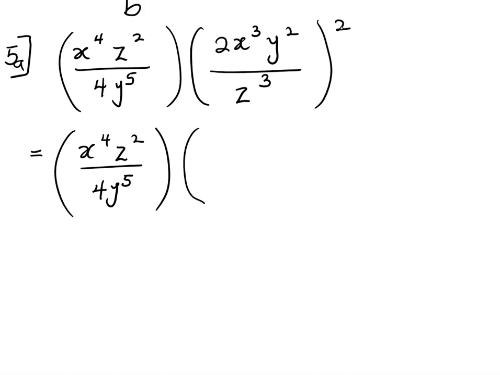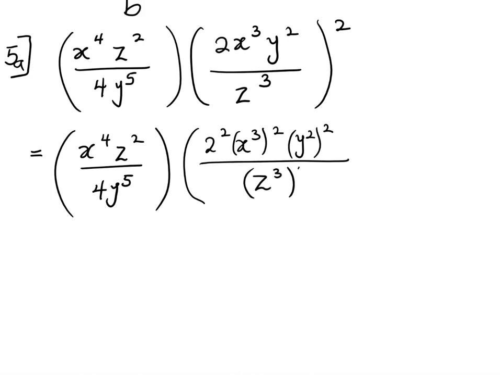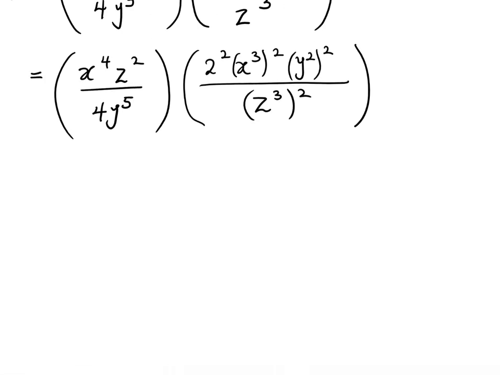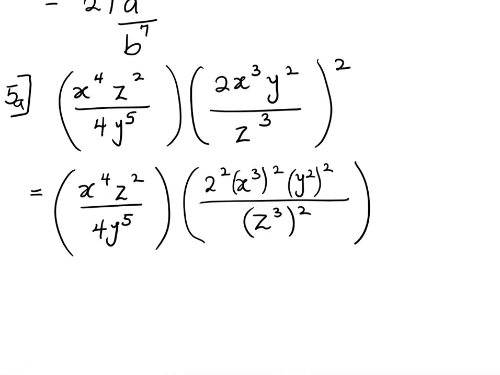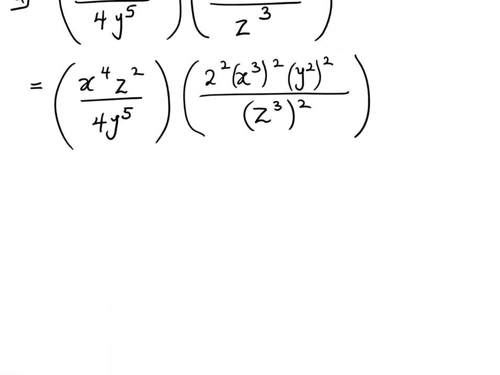So remember, this we apply to everything inside. So that is 2 raised to power of 2, x raised to power of 3 raised to power of 2, y raised to power of 2 raised to power of 2 by z raised to power of 3 raised to power of 2. As time goes on, you will not need to be writing this. You just do it directly. But for the sake of explanation, I want to go through that.